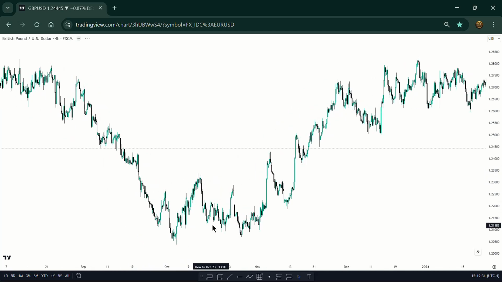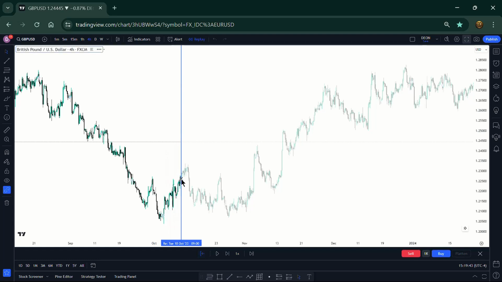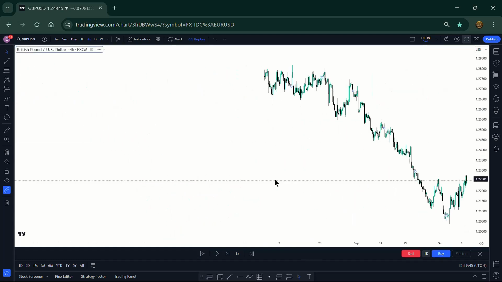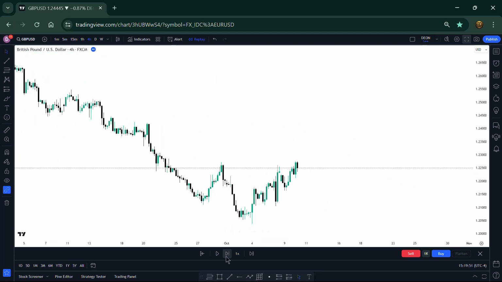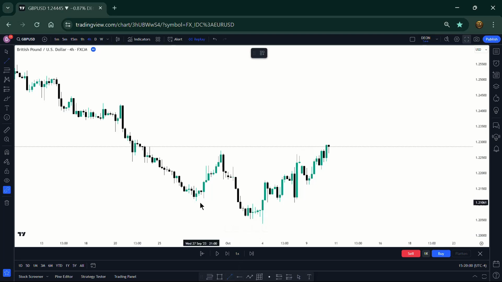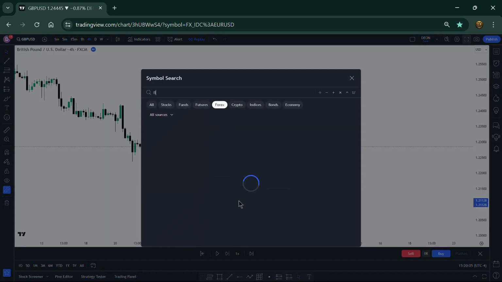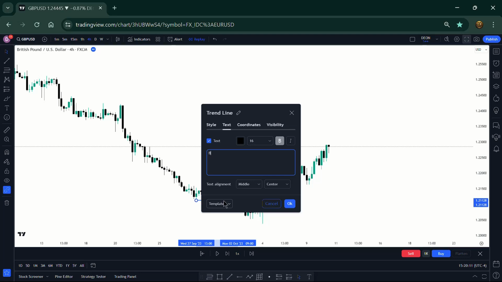This is where the change of character happened, going to the upside. Okay, let's do this. I'll just be doing a replay. The market was coming down, and as you can see, it made a break of structure down here. There was a break of structure down here.